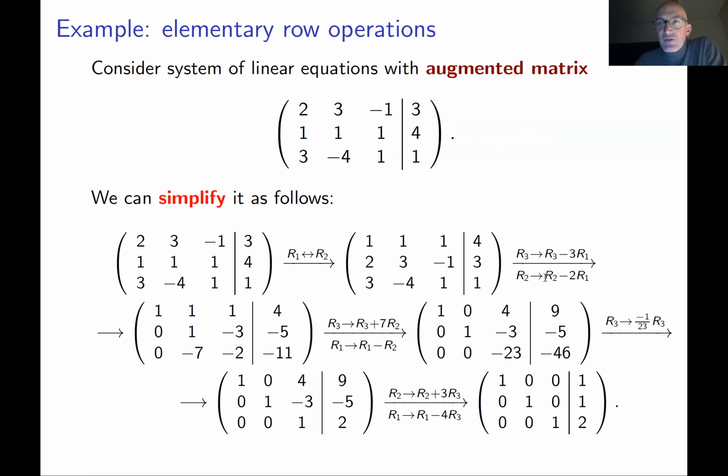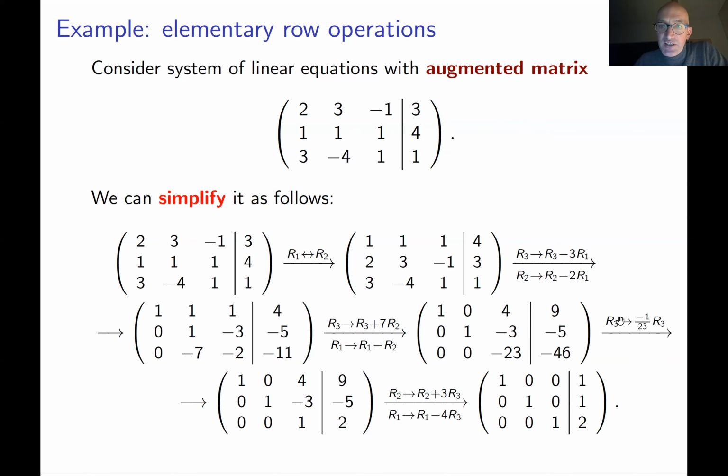My suggestion: don't perform more than two elementary row operations simultaneously. Otherwise, it's easy to make a mistake. Okay, hopefully I didn't make any mistake here. And this is basically a system of equations. This augmented matrix corresponds to the system of linear equations we solved in the beginning of this lecture.